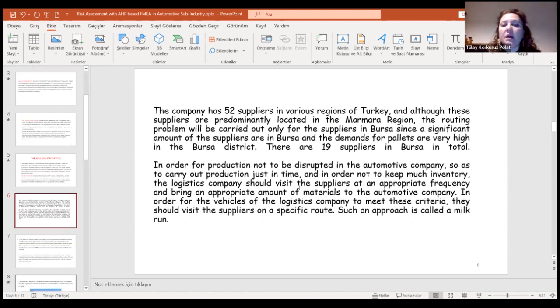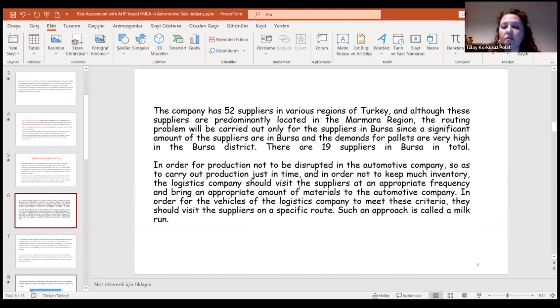The company has 52 suppliers in various regions of Turkey, and although these suppliers are predominantly located in the Marmara region, the routing problem will be carried out only for the suppliers in Bursa, since a significant amount of the suppliers are in Bursa and demands for pallets are very high in the Bursa district. There are 19 suppliers in Bursa in total.